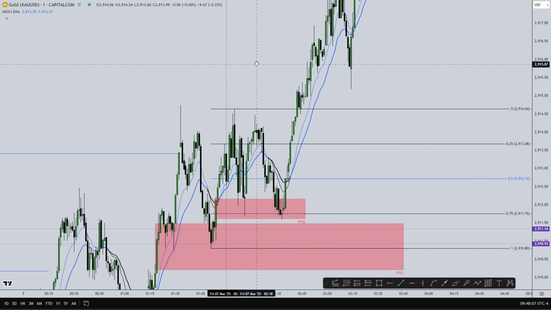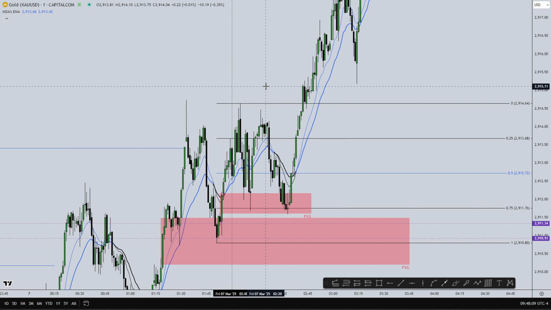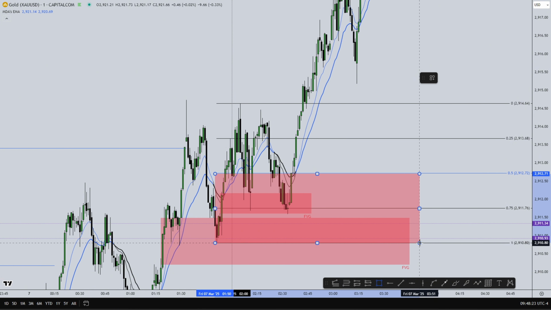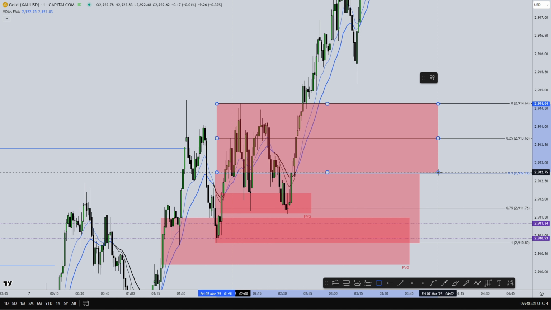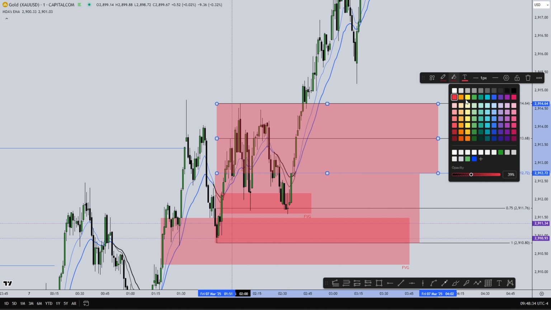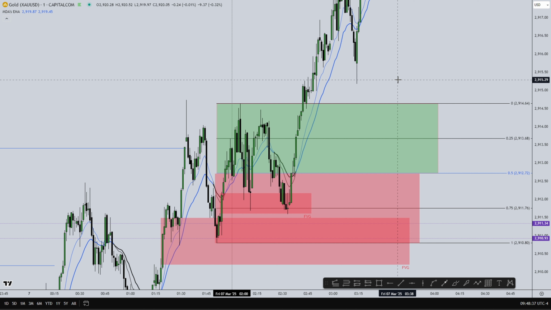And this is why you need to wait for the prices to go to the discount area before you buy, or to the premium area before you sell. The discount area is under the 50 level in the Fibonacci, which is this one, and the premium area is above the 50 level in the Fibonacci tool. And this is how you determine the premium and the discount areas.